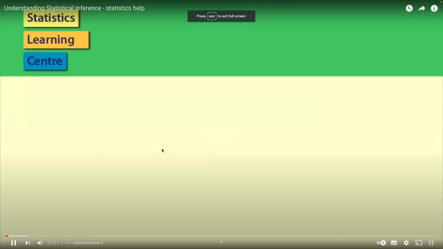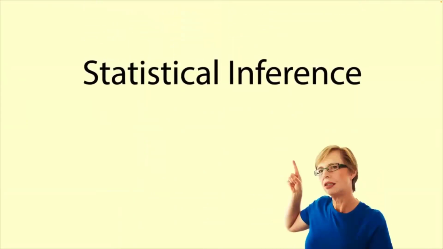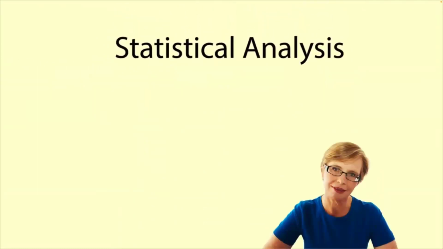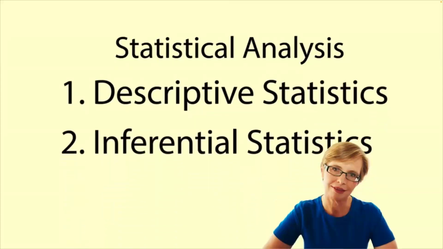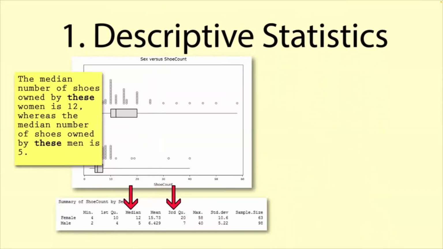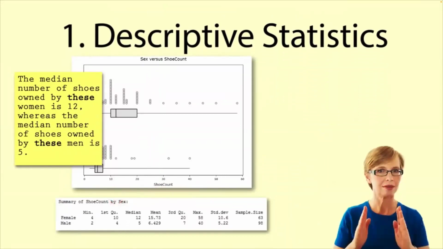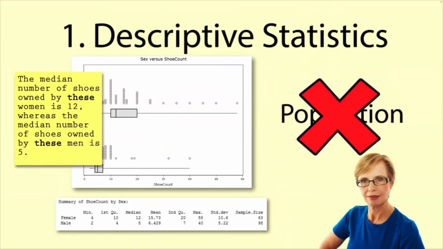Statistics Learning Center presents Understanding Statistical Inference. Hi, I'm Dr. Nick, and in this video, I'm going to explain what statistical inference is. Statistical analysis has two main focuses: descriptive statistics and inferential statistics. Descriptive statistics summarize data using graphs and summary values such as the mean and interquartile range. Descriptive statistics can help us identify relationships and patterns. Descriptive statistics do not draw conclusions beyond the data we already have.